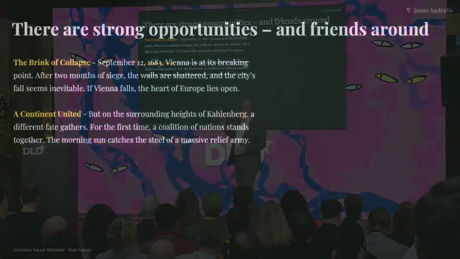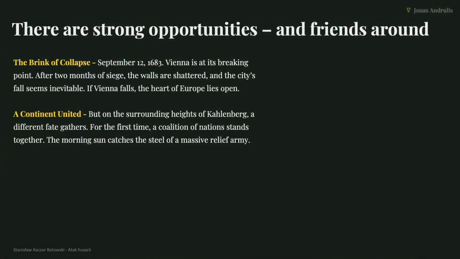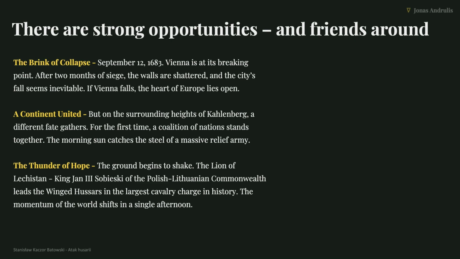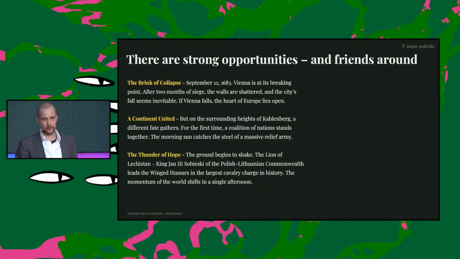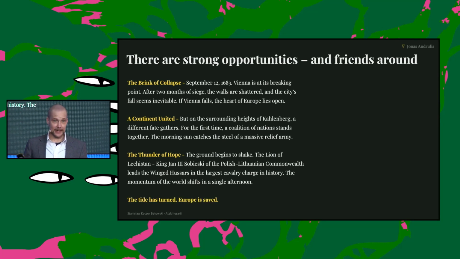But on the surrounding heights of the Kahlenberg, a different fate gathers. For the first time, a coalition of nations stands together. The morning sun catches the steel of a massive relief army. And the ground begins to shake, and the Lion of Lechistan, King Jan III Sobieski of the Polish-Lithuanian Commonwealth, leads the winged hussars in the largest cavalry charge in history. The momentum of the world shifts in a single afternoon. The tide has turned.